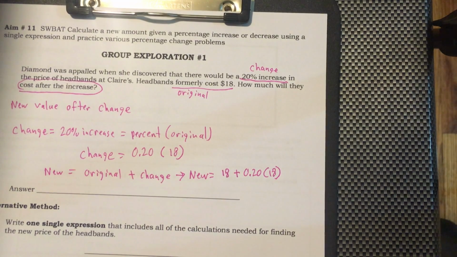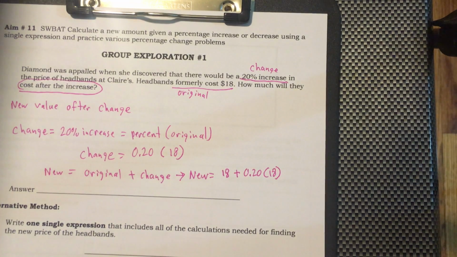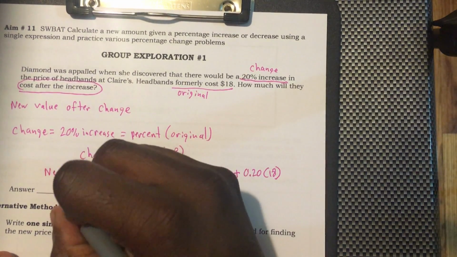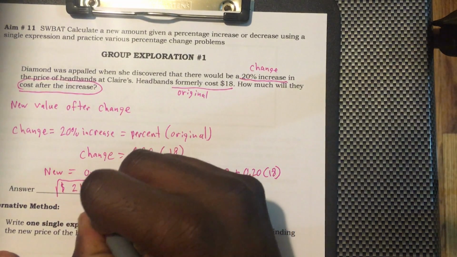Let's plug that into our calculators. I know so many of you have done it already. So I'm going to have 0.2 times 18 equals 3.6, plus my original 18. And that's going to be equal to 21.6. So the new value is going to be $21.6, or $21.60.